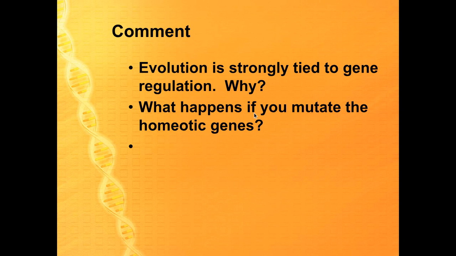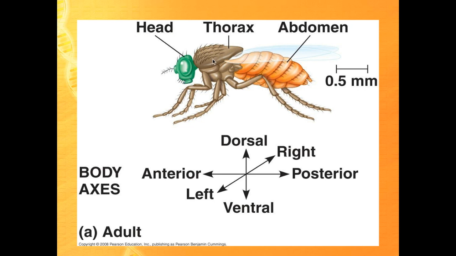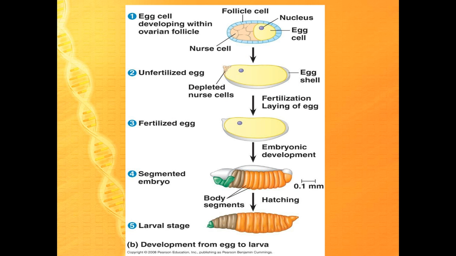I skipped over this quickly. Evolution is tied to gene regulation. If you mess with these homeotic genes, you get a different result. You can have two sets of wings, or you can get an abdomen where the head goes. You can manipulate those homeobox genes, and you can mess with the body plan of an organism.